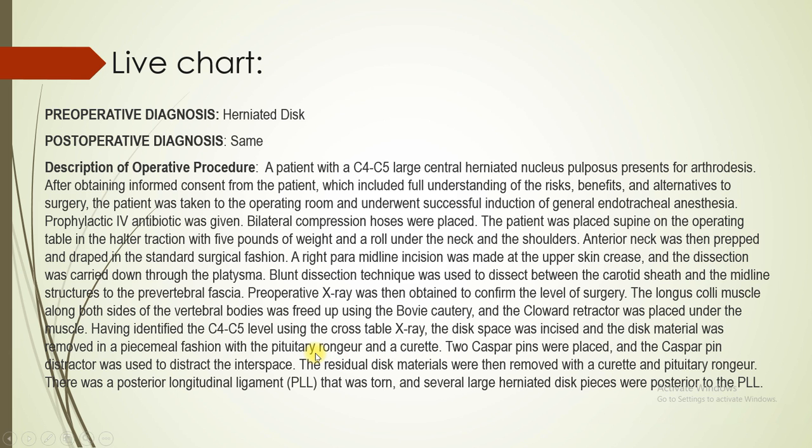Most of the time in the operative report, if you see rongeur, the physician will use this rongeur for removal of the bone structures or thicker structures. Okay. So two Caspar pins were placed and the Caspar pin distractor was used to distract the interspace. The residual disc material was then removed with a curette and pituitary rongeur. Okay. So again the physician is telling I have removed the disc space. Another name for removal of disc material is discectomy.